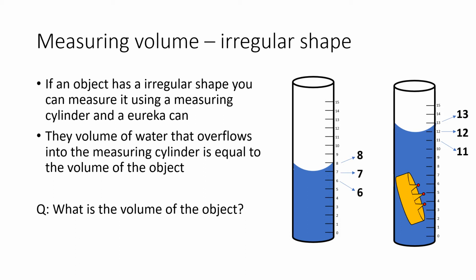Well, remember, when reading anything in a measuring cylinder, the curvature at the top of the liquid is called a meniscus, and we always read from the bottom of the meniscus. So the before value is 7, the after value is 12, which gives us a difference of 5. So the volume of the object that we've placed in the liquid is 5 meters cubed.